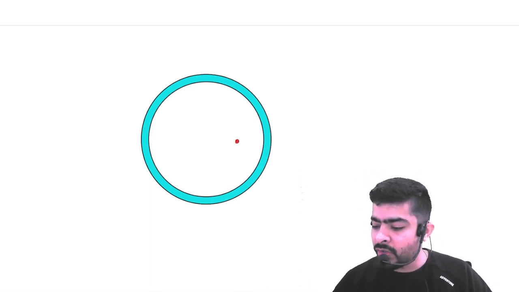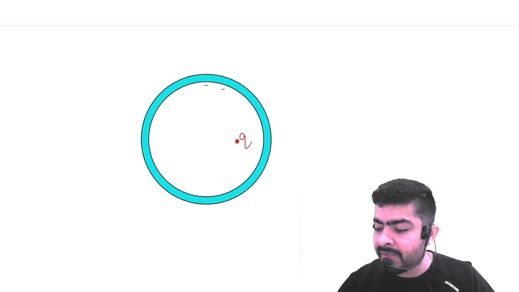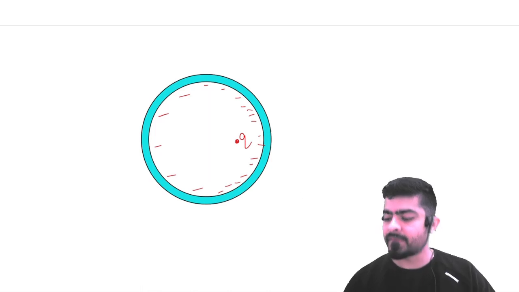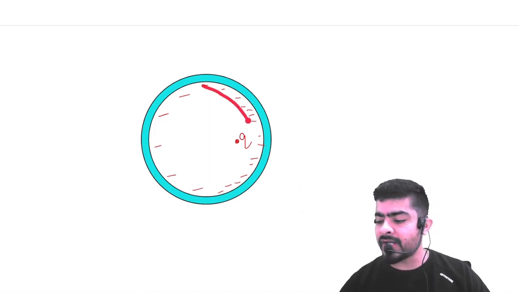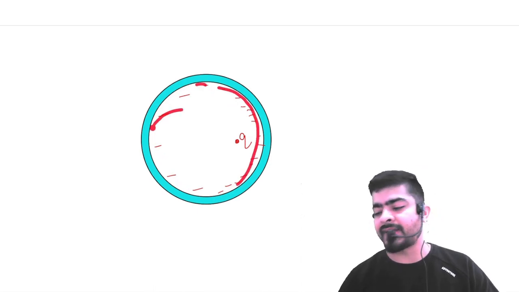So this is your conductor with a cavity. Okay. So you got a Q charge over here. Let's say this Q charge is positive. So the cavity surface will develop negative charge on the inner side. Like this. We have more charge on the right, less charge on the left.